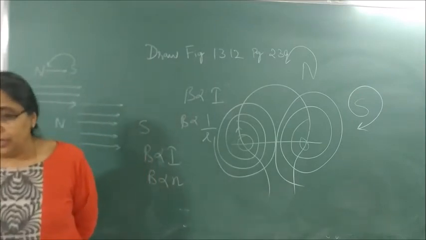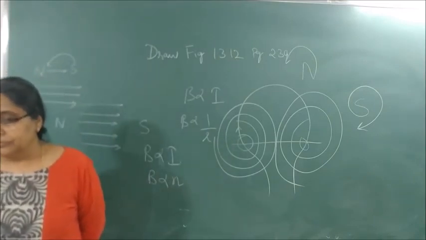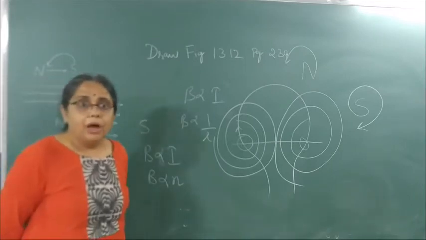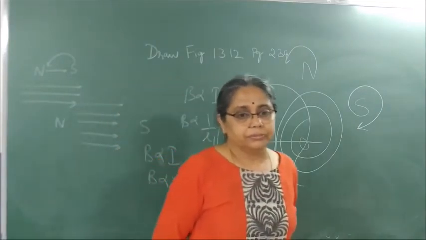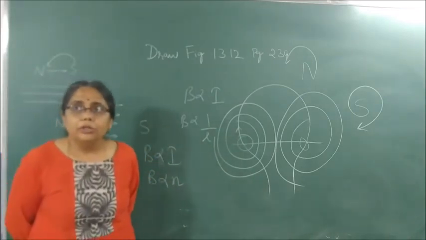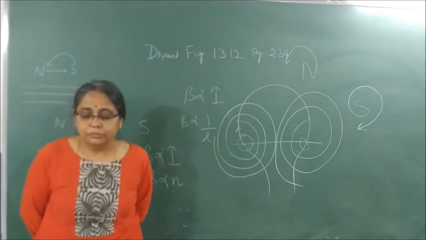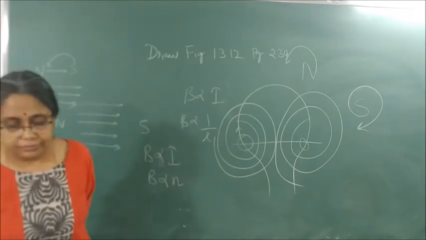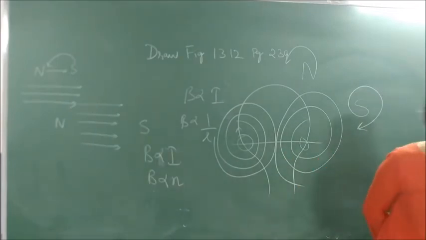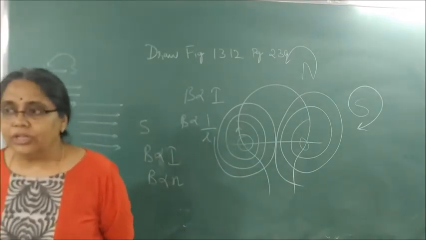Last point, in countries like Japan, powerful electromagnets are used to run trains at a very high speed. These trains, what are these trains called?